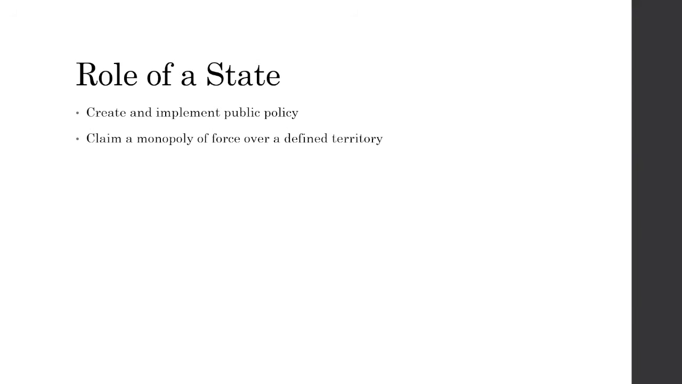So what's the role of a state? What does a state do? Why do we have states? Well, they create and implement public policy, and they claim a monopoly of force over a defined territory. So in AP Human, you might have learned of territoriality. That's essentially what this is. So they defend their territory. They claim what happens in the territory.